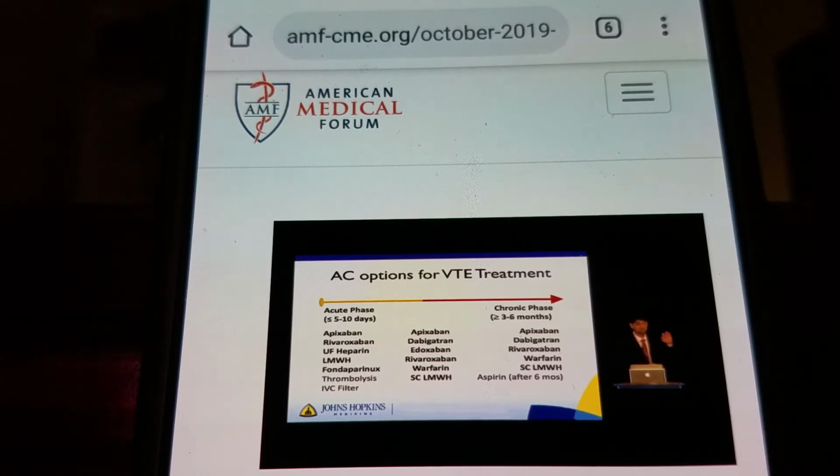It's not that those drugs won't work, it's just that the studies were done without these drugs being started at the diagnosis of VTE. They were started a few days later. But apixaban, rivaroxaban, you can start immediately.